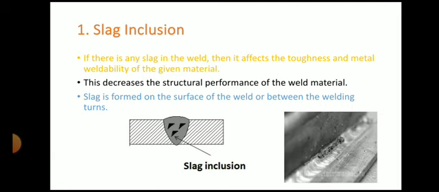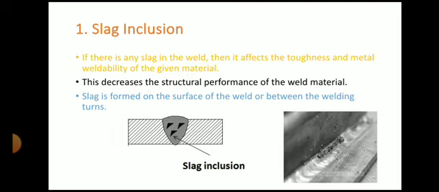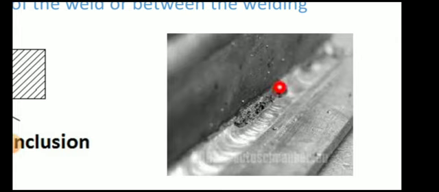Slag is formed on the surface of the weld or between the welding turns. Suppose you are performing the welding in a number of passes, then there may be a chance that the slag gets entrapped in between 2 passes. That is known as slag inclusion. Here also you can see this is the slag.